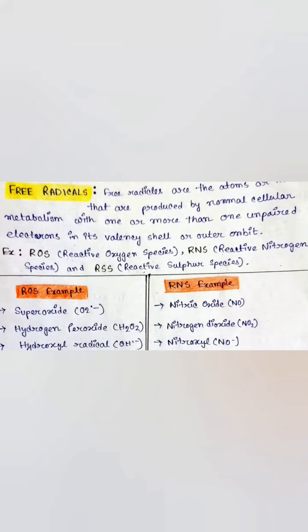Free radicals are atoms or molecules that are produced by normal cellular metabolism with one or more unpaired electrons in their valence shell or outer orbit. Examples of free radicals are ROS, reactive oxygen species, RNS, reactive nitrogen species, and RSS, reactive sulfur species.